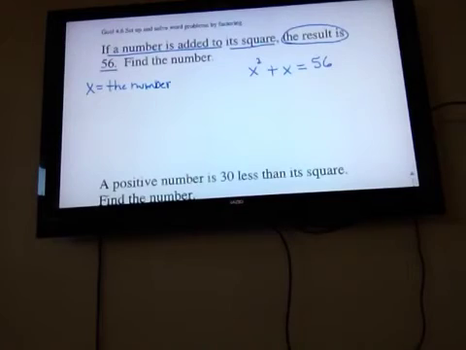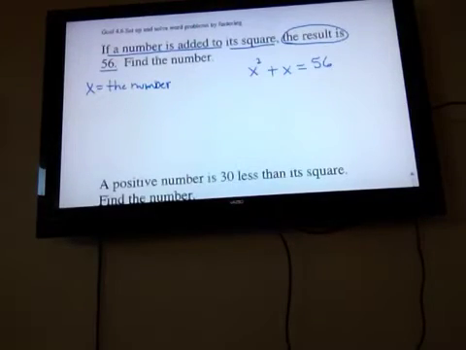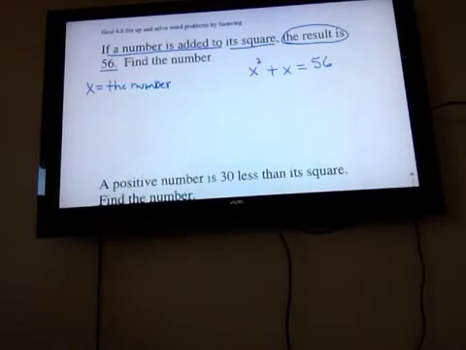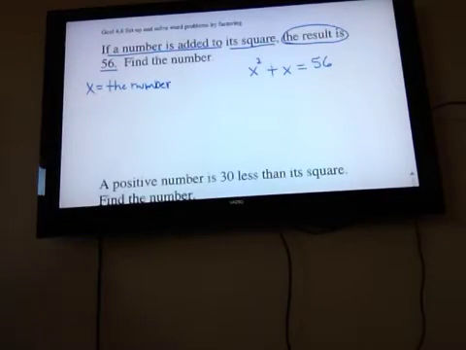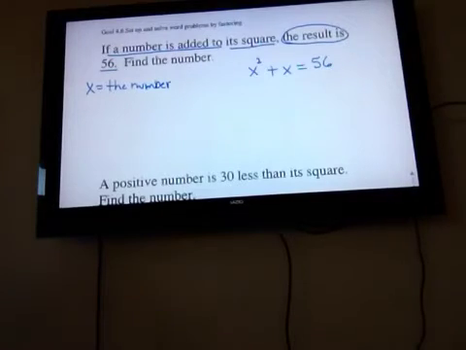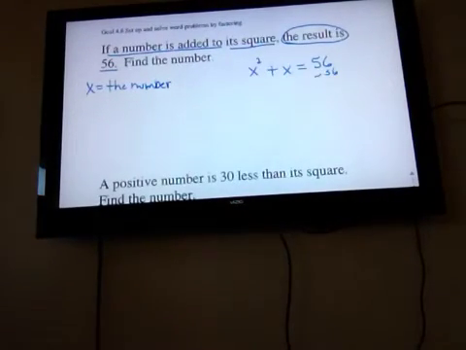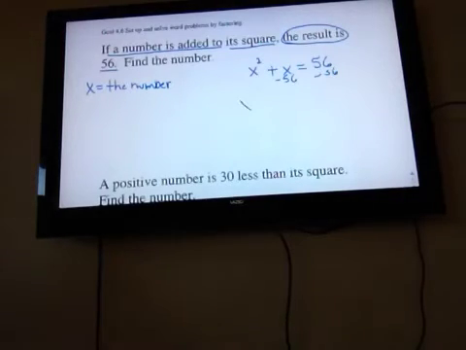So there's my setup. If a number is added to, so that means you're going to plus x, add it to something. I'm going to add it to its square, which is x squared. The result is equals 56. And now we're going to solve it like we just did the questions we did. Subtract your 56. So x squared plus x minus 56 equals 0.